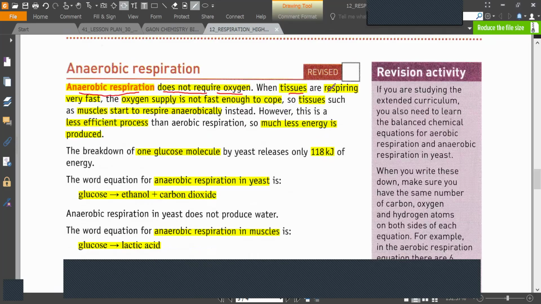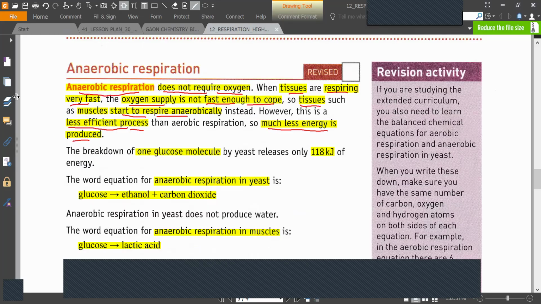It is useful when tissues are respiring very fast, for example when we are exercising. When we are doing exercise, we need a lot of oxygen, but the oxygen supply is not fast enough to cope. Our breathing is not fast enough to get the oxygen that we need. So the tissues, which still need the energy, will start anaerobic respiration. But the problem with anaerobic respiration is that it is less efficient and less energy is produced.